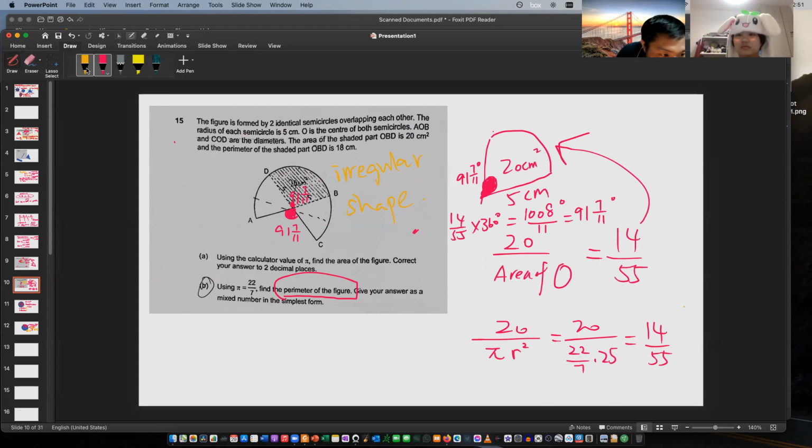Just now I said this part is the orange part. So the orange part is 360 minus the 91 7 over 11. So that's the orange part. Can you help me find out the orange part? I mean the angle for the orange part. Help me out.